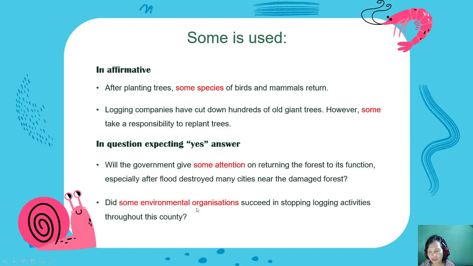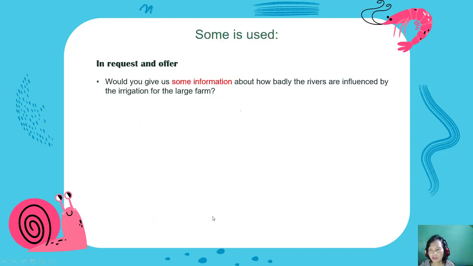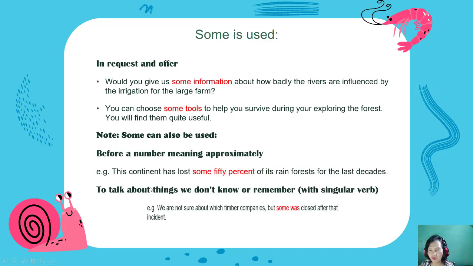Did some environmental organizations succeed in stopping logging activities throughout this country? Okay, so you can have these organizations to show that it is a countable organization with plural. Some is also used in requests and offers. Would you give us some information about how badly the rivers are influenced by the irrigation for the large farm? It is a request. Would you give us? You can choose some tools to help you survive during your exploring the forest. You will find them quite useful. So this is an offer. You can choose some tools.